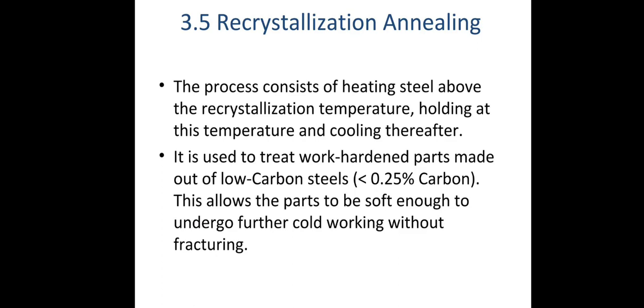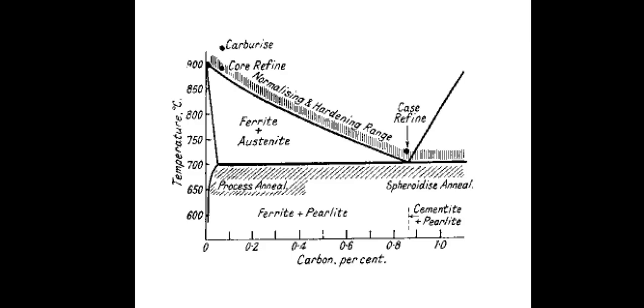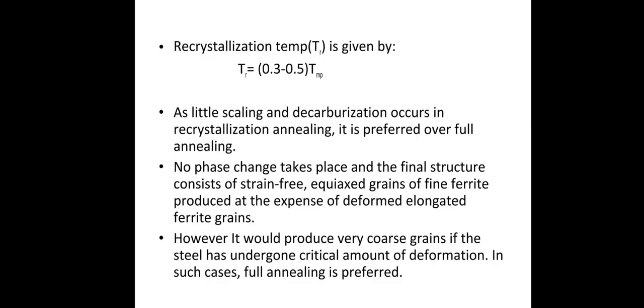Now we can see an image as an example. Here we can see different annealing processes: process annealing, spheroidized annealing, grain refining, normalizing and hardening, with ferrite, perlite and austenite structures of the different formations we are able to get when the carbon percentages vary. Recrystallization temperature Tr is equal to 0.3 to 0.5 of the melting temperature.